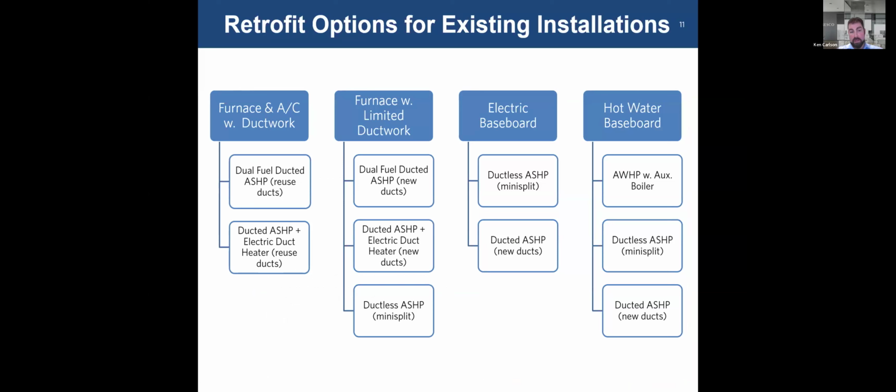You can go to a dual fuel ducted air source heat pump, reuse the duct, replace the furnace, maybe put a high efficiency furnace in there, and install a heat pump just like it would be installed at your AC unit in place. You can utilize the heat pump throughout the majority of the year, and the furnace would basically be used for low ambient conditions.